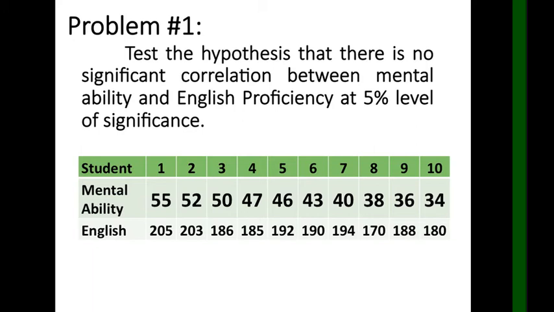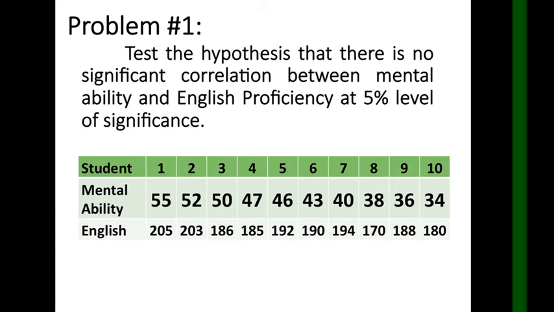So we collect 10 samples, which is student 1 to student 10. And we got their mental ability and English ability. For the mental ability, we have 55, 52, 50, 47, 46, 43, 40, 38, 36, and 34. For the English, we have 205, 203, 186, 185, 192, 190, 194, 170, 188, and 180.